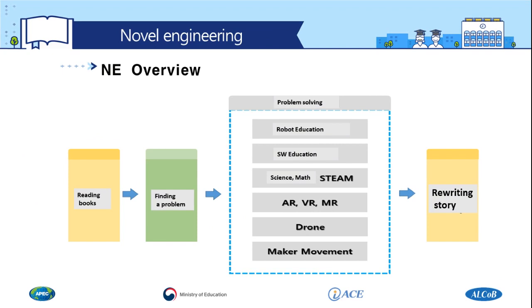Let's take a brief look at the flow of naval engineering. Read a book, find problems and solve them, and rewrite the story. While the students solve the problems, they can use various software education methods, such as robot education, STEAM, AR, VR, and drones. Naval engineering is a humanity education that begins with reading and ends in writing, and also convergence education that involves discussing and practicing engineering skills.